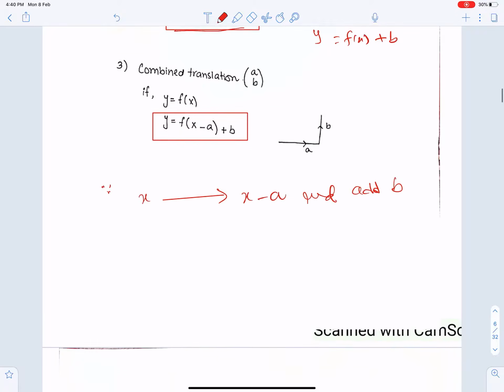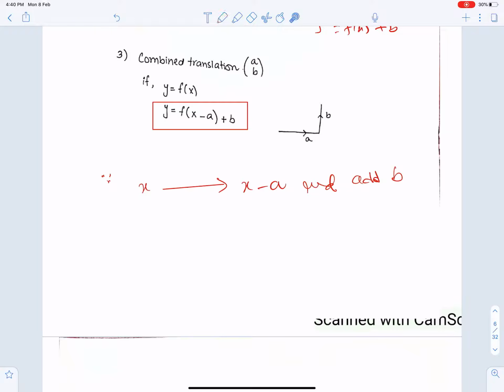Combined translations. Since both the components are non-zero here, therefore by replacing x by x minus a and by adding b here, we can get the equation of the image. This is the equation of the image. Replace x by x minus a and add b. Make sure you learn these equations.